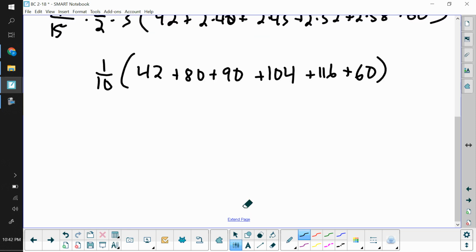And we'll give you a moment to see if you can do this without your calculator.